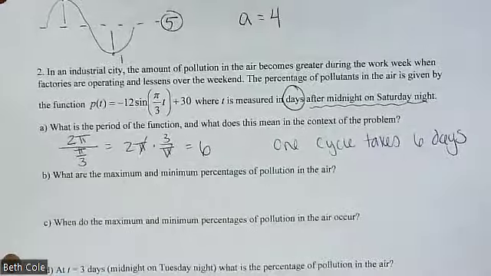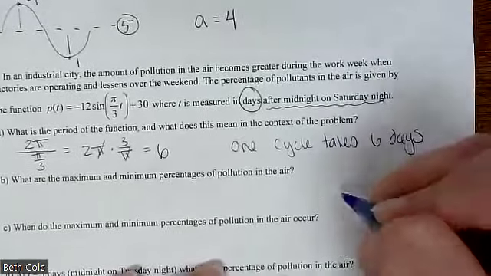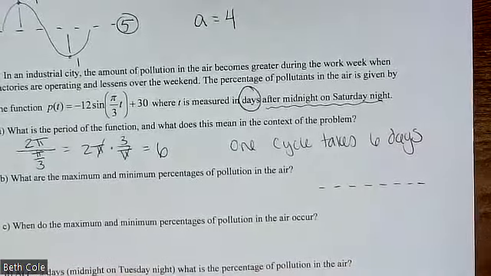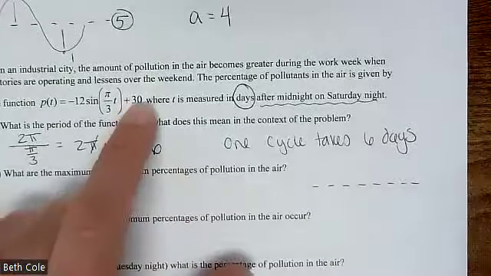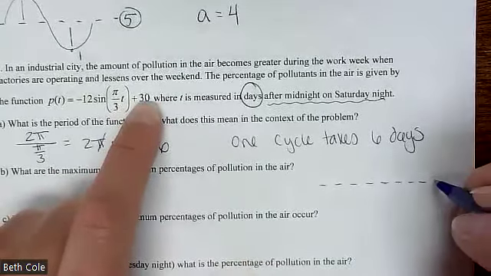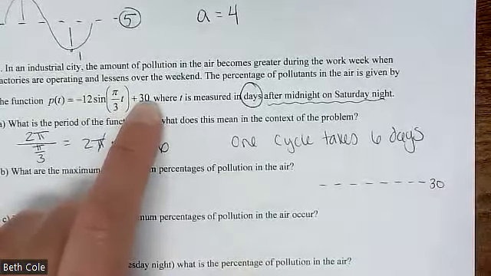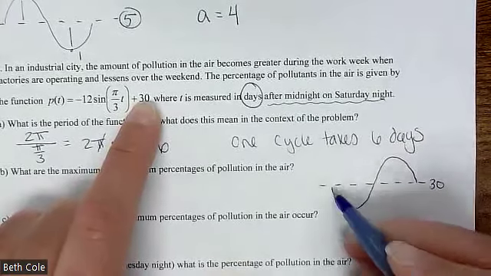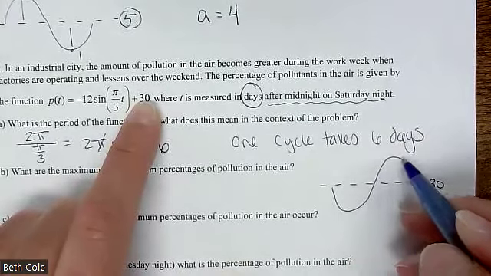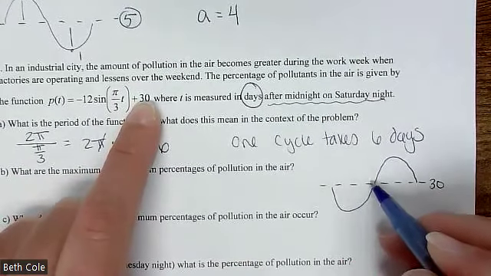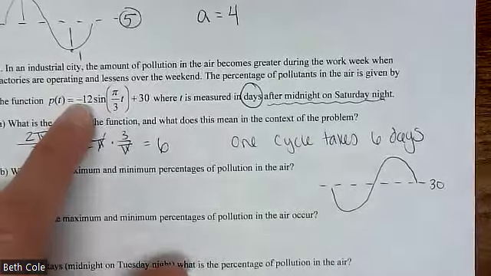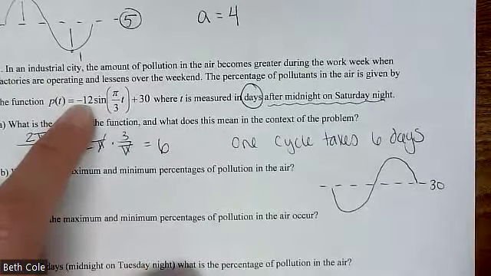All right, what are the maximum and minimum percentages of pollution in the air? Off to the side here, let's draw a dotted line. Where is our center? Good, 30. Do you see that 30 right there that's added at the end? Center's 30, and then draw your wave. Now look, why did I make my wave go down first instead of up? Yeah, do you see that negative? That means it reflected it. So we're going to go down first.